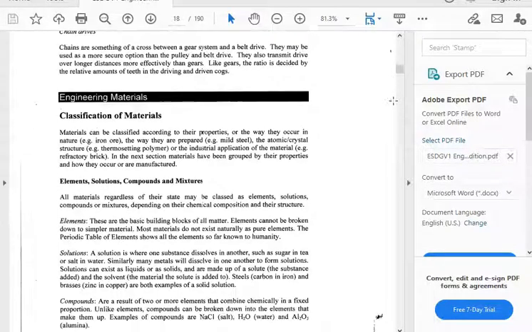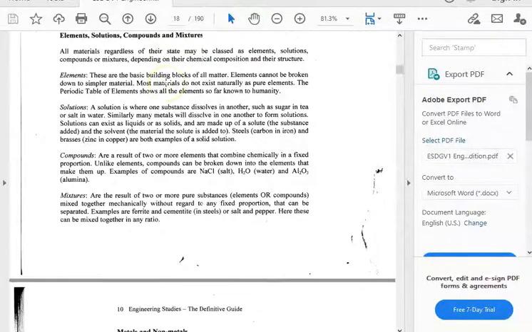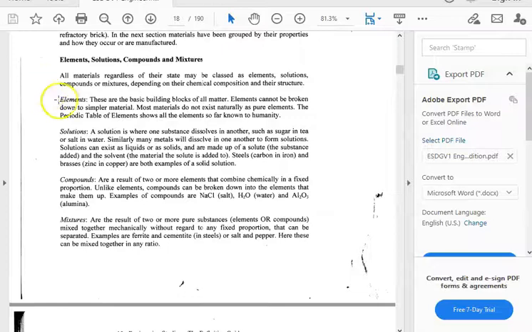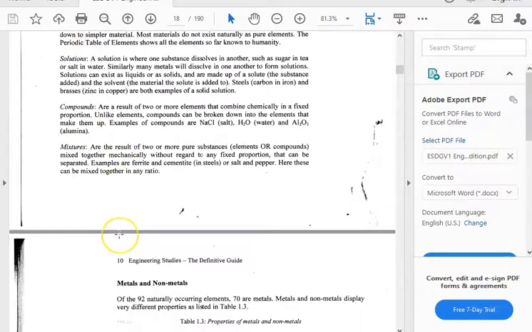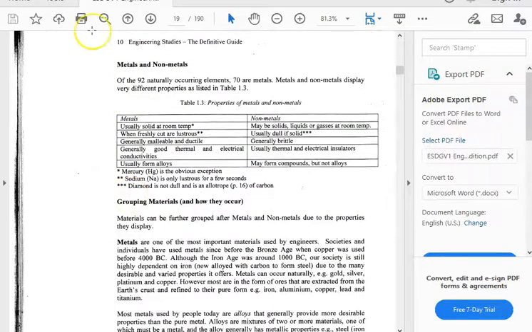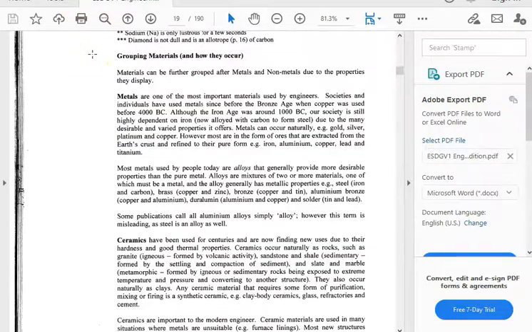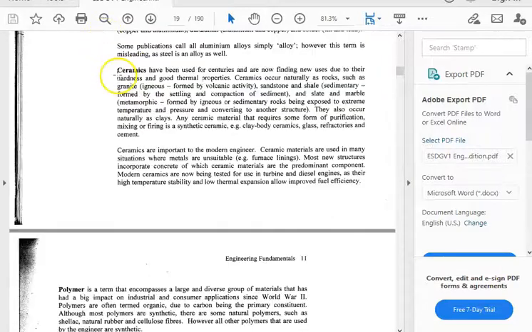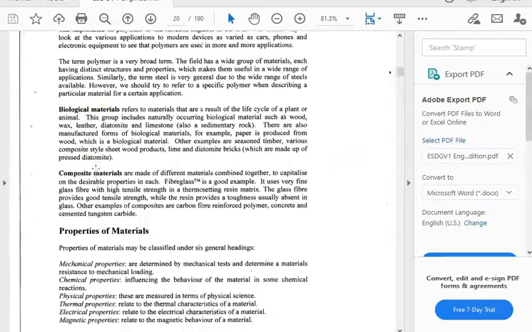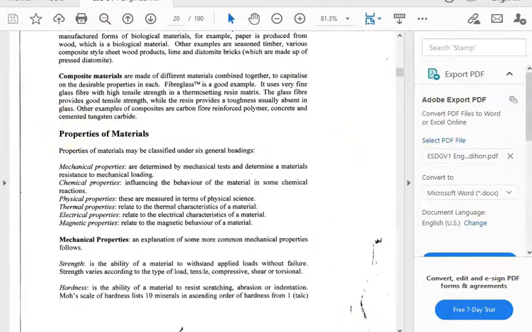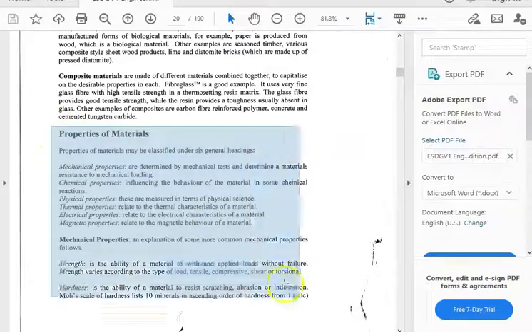Okay, so if we look at materials, the first thing we're going to do is classify materials. So we talk about elements, solutions, compounds, mixtures, those sorts of things you probably already covered in chemistry. We talk about metals and non-metals, and then we define the non-metals as ceramics, polymers, and then we talk about composites. When we get a little bit further, we'll talk about states of matter, but next we're going to look at properties of materials.